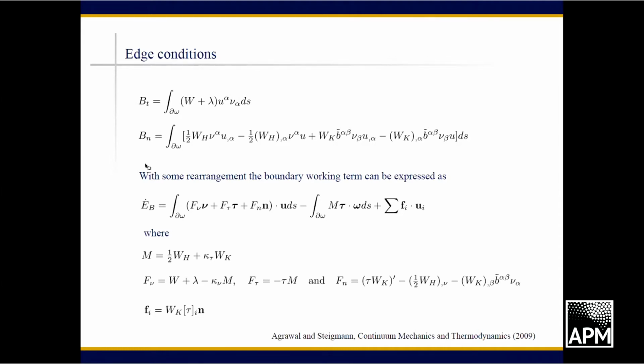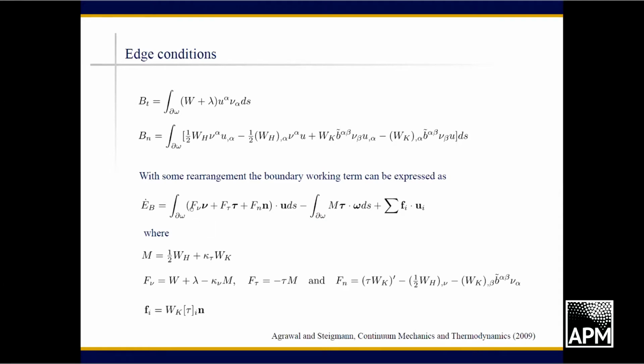We can combine these together, add them together, and with some rearrangement, we can cast these in a more conventional form. This vector in parenthesis here is essentially a traction vector in the boundary. U is a virtual velocity, and this traction can be decomposed into a part normal to the boundary but lying in the tangent plane to the surface, a part tangential to the boundary, and a part normal to the surface, normal to the interface at the boundary.